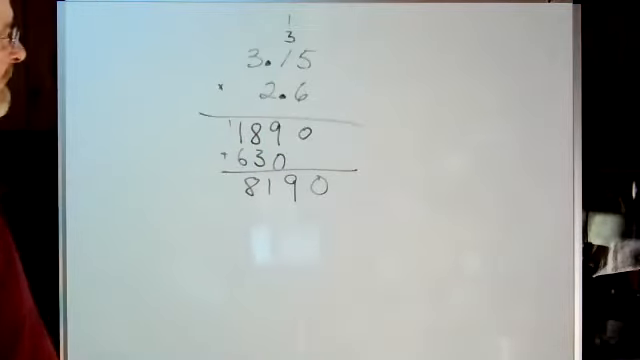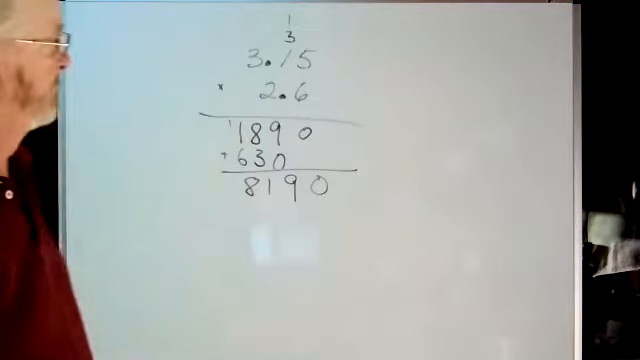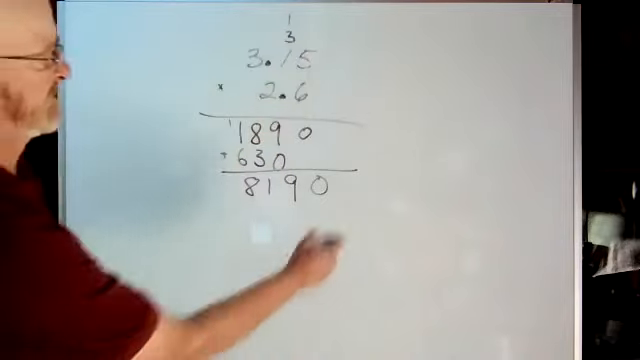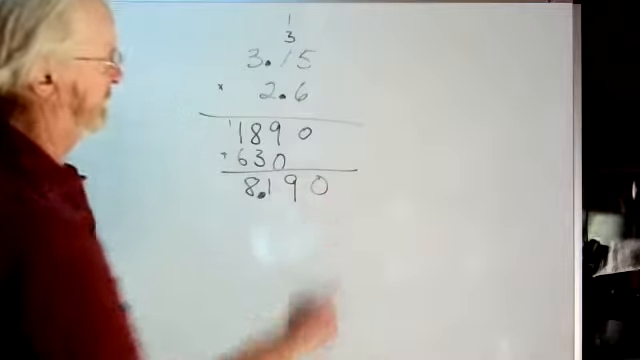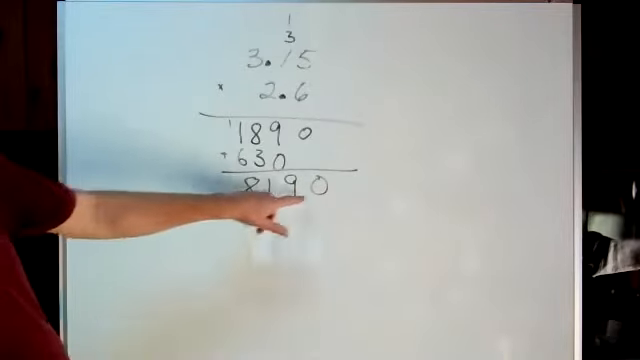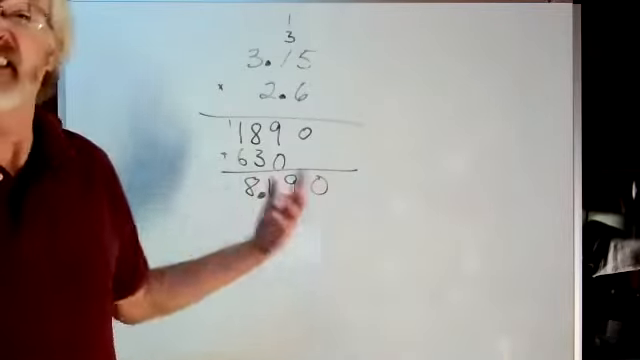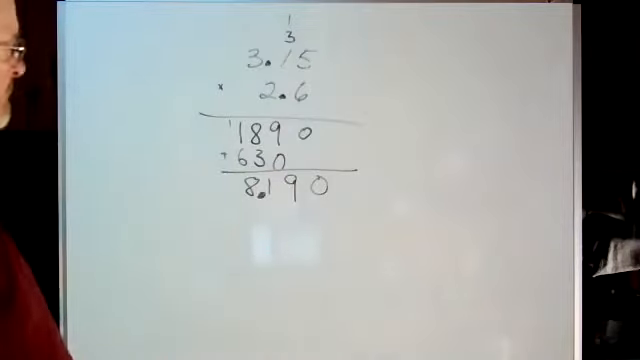There. Now, I got to put my decimal point in. Well, 1, 2, 3 places. Start from the back. 1, 2, 3. That means that decimal point's got to go there. This is 8 and 19/100ths, or 190 thousandths, or 8.19, however you want to say it.